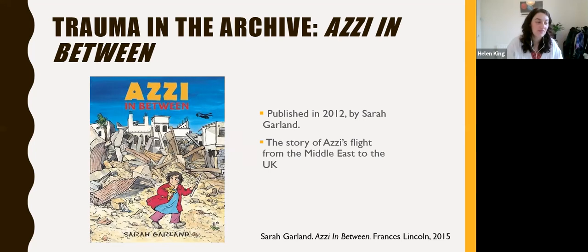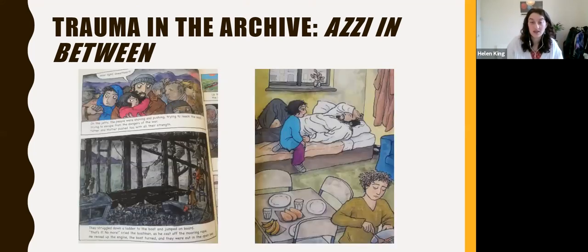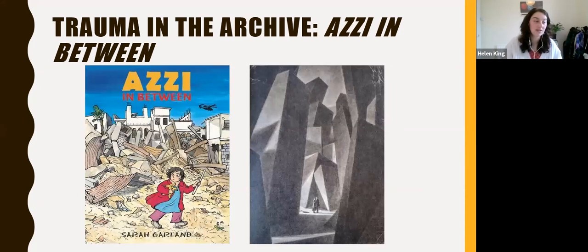So as you can see from the cover of the book, which is similar to the Shaun Tan example that I showed you before, Garland uses the destruction of the urban landscape in order to show the destruction of war, rather than showing the signs of war on the human body.